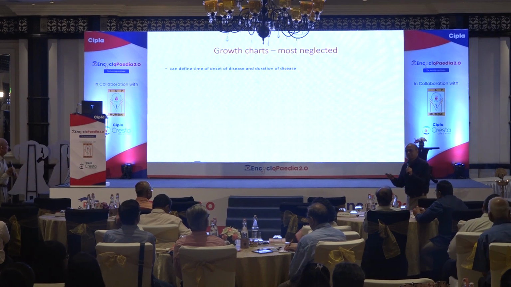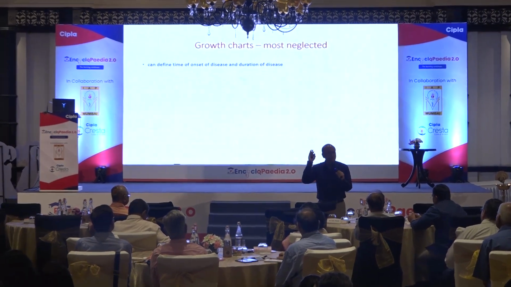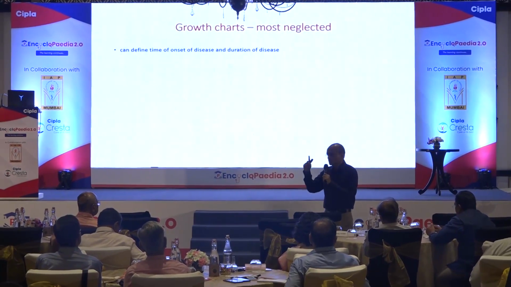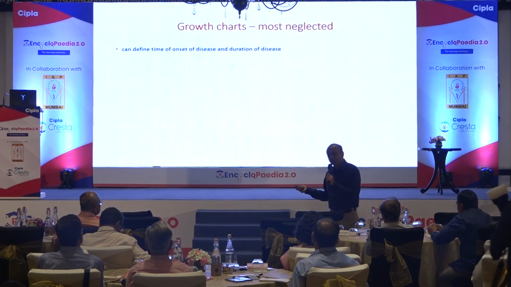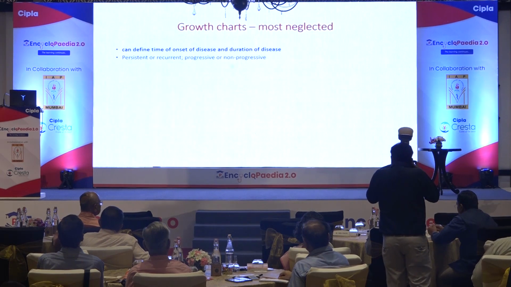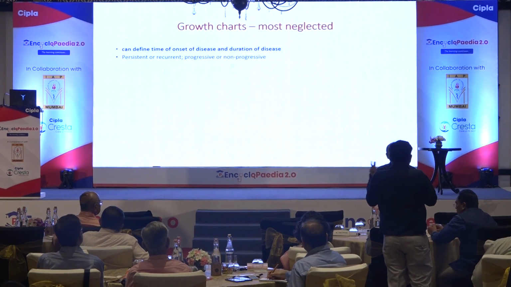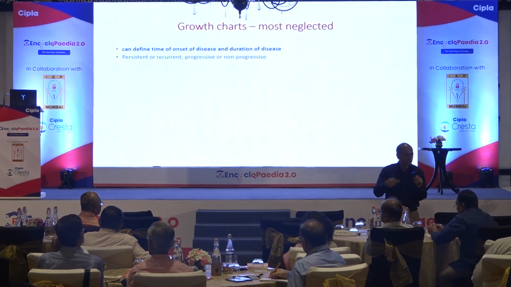Then you have so many patients with abdominal pain for the last 3 years. The first thing that comes to your mind is: is this a persistent disease or a recurrent disease? And that you can get from a growth chart. You can get progressive or non-progressive disease. So all these things about diseases other than endocrinology, we can get from a growth chart.